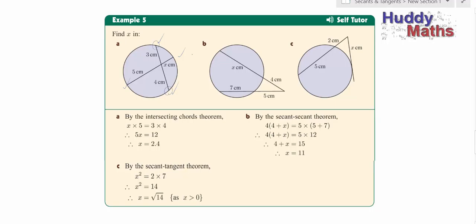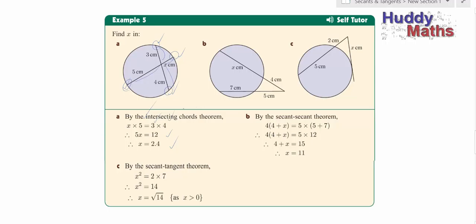Line joining that point and that point, one chord, that point and that point, another one. So it's the intersecting chords theorem. We can say here that x times 5 equals 3 times 4. And so 5x equals 12, x equals 2.4.